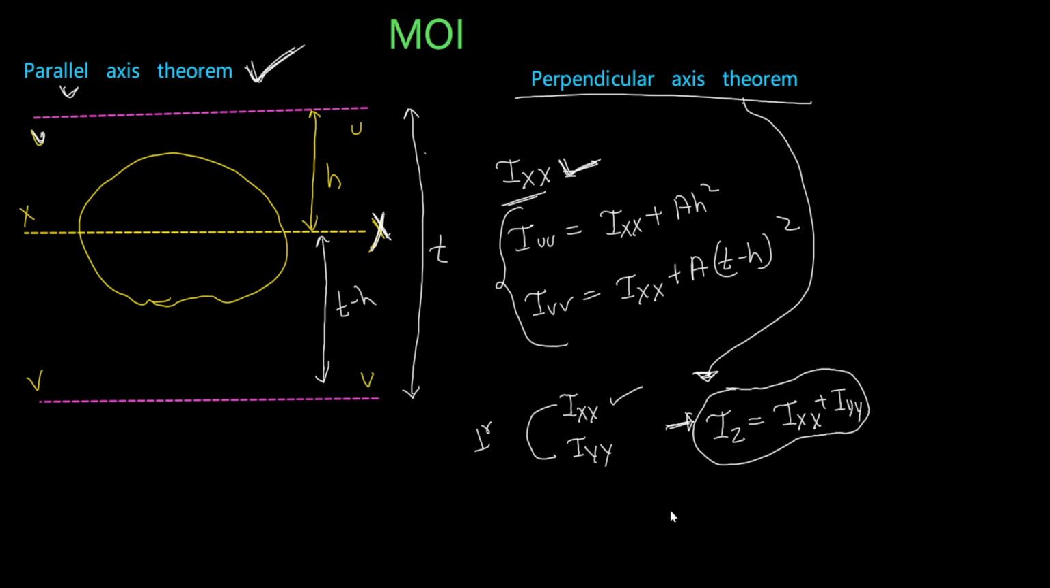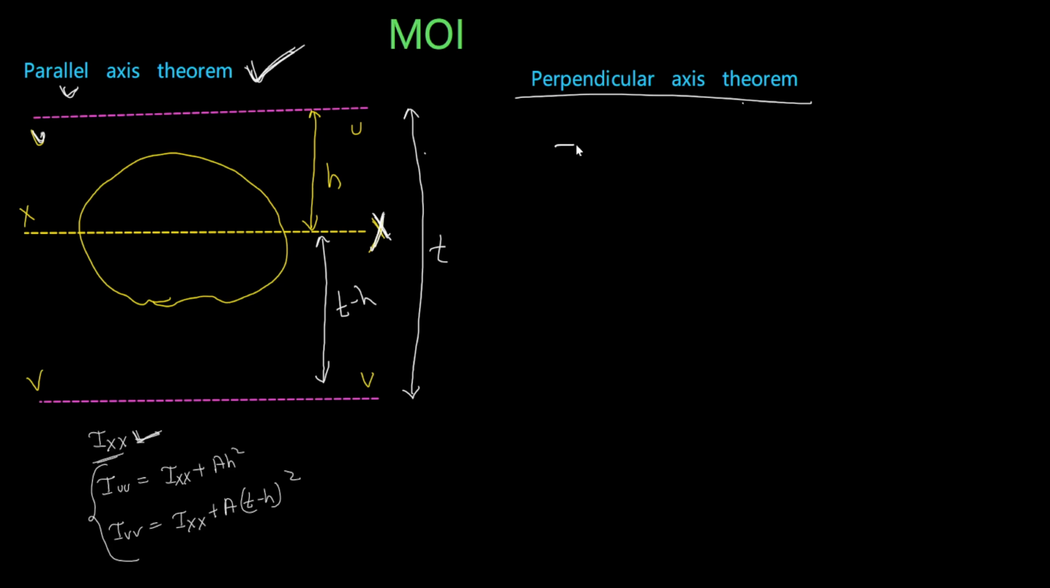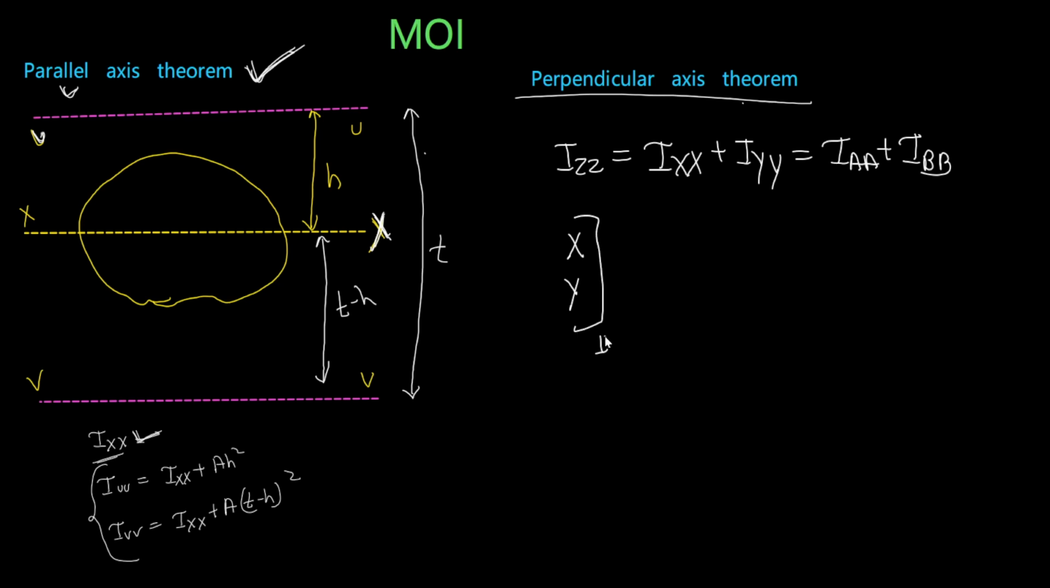So the perpendicular axis theorem simply says Iz is equal to Ixx plus Iyy, or you can write Iaa plus Ibb. It is simply saying, if you know the area moment of inertia about any two perpendicular axes, you can calculate the area moment of inertia about an axis which is perpendicular to both axes. Suppose x and y are perpendicular to each other, then you can calculate the moment of inertia about z, like this.